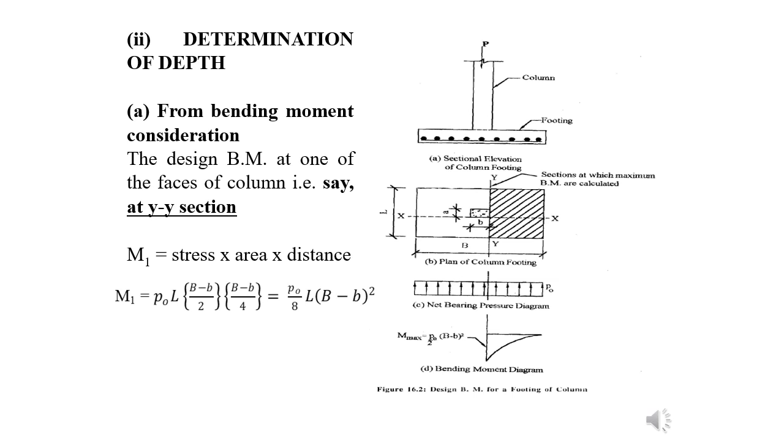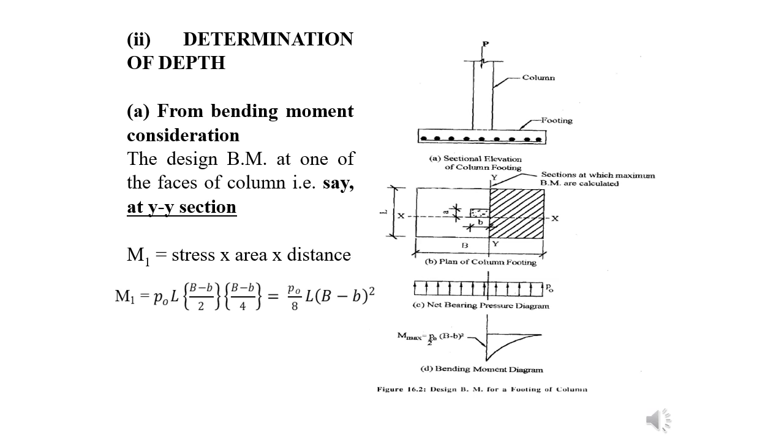This total length is L, and the total width is capital B, and small b is the width of the column, right? So this we are going to subtract. Capital B minus small b divided by 2 will be this distance, right? So L into this is the area, and stress into area into distance. This is acting at half of this B minus b by 2. Half of B minus b by 2 is equal to what? B minus b by 4. So if you calculate the moment M1, this will come this way.